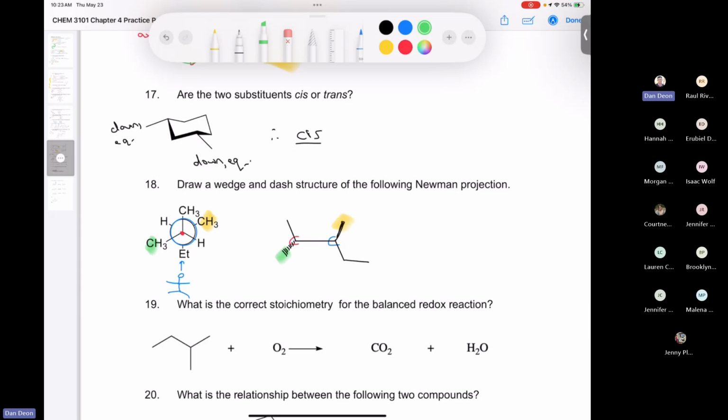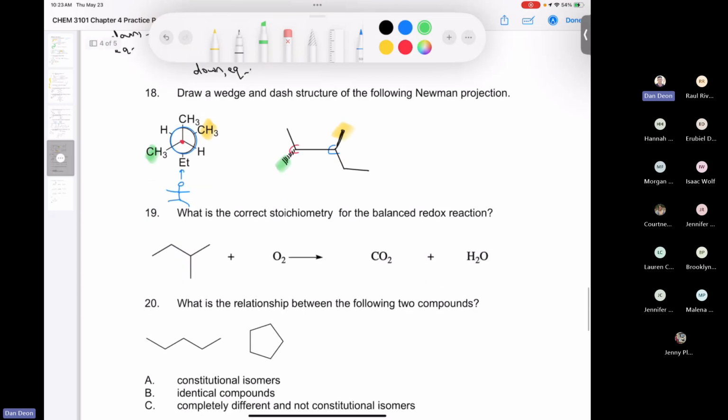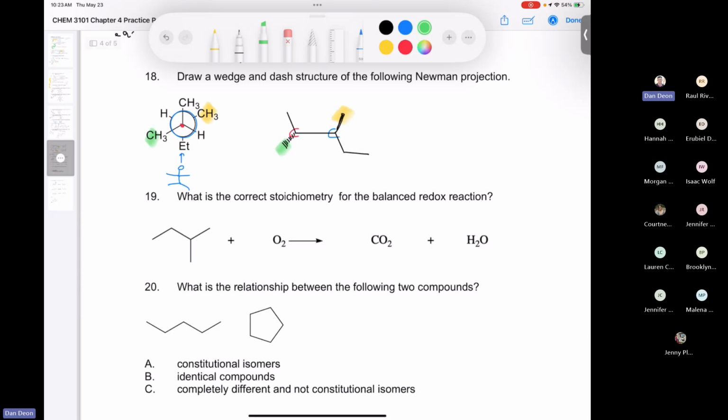Anyhow, with the next one, it asks you to balance this redox reaction. So what do we need? We need the molecular formula for the hydrocarbon, and this is C5H12. So that's our starting material. If you're ever asked to balance a combustion reaction, and this is a combustion reaction, you take a hydrocarbon plus oxygen, and you end up with CO2 and water. This is a combustion reaction, which is a type of redox reaction.